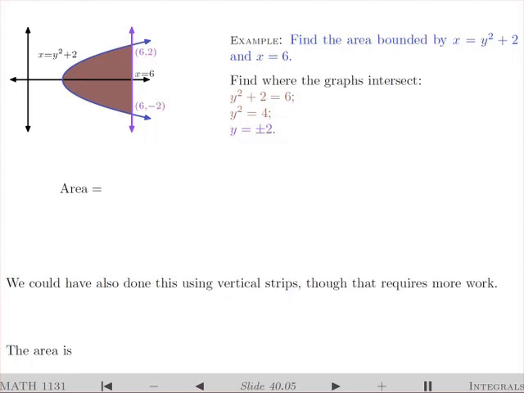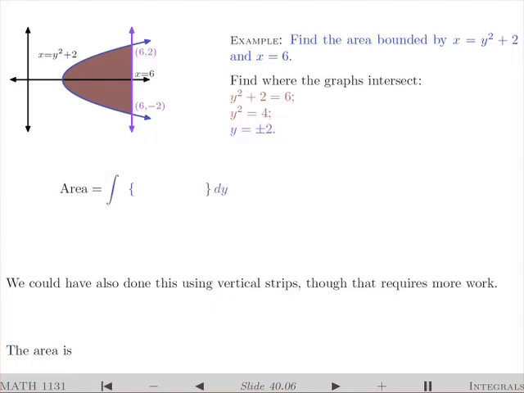If y is 0, in the first equation, x equals y squared plus 2, x comes out to be 2. In the second equation, x comes out to be 6. 6 is bigger than 2. So x equals 6 is further to the right than x equals y squared plus 2 in the interval where y runs from negative 2 to 2.